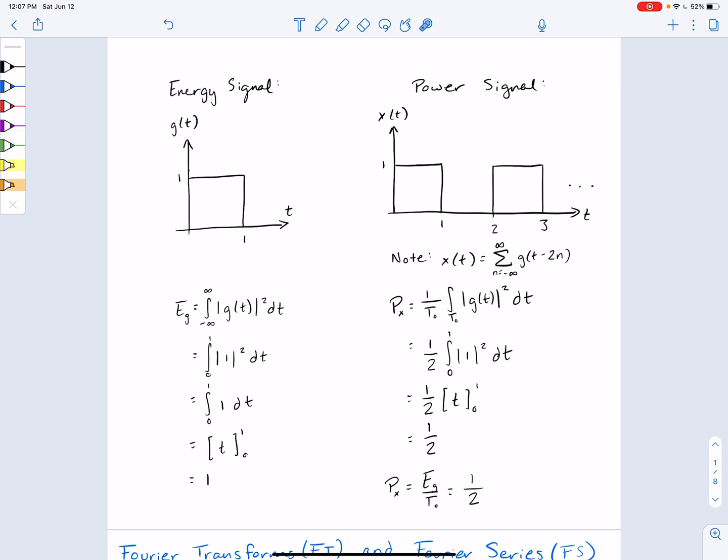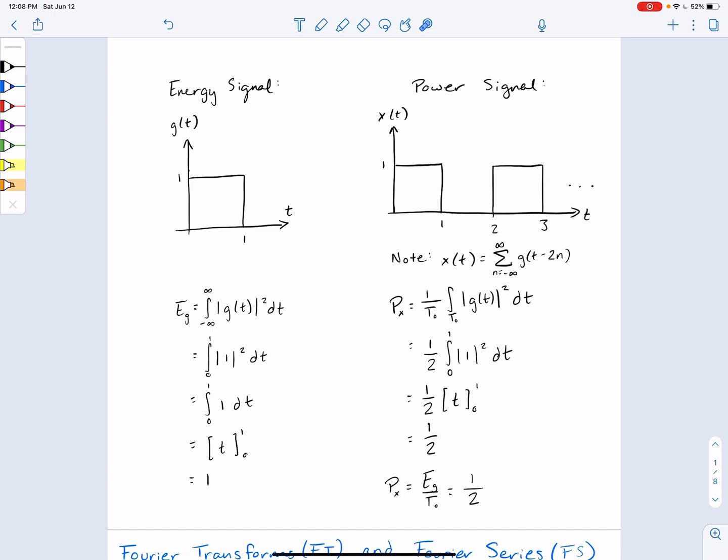Going through with the integration, I get 1/2. If I wanted to shortcut this and not redo the integration altogether, I could have just observed that this signal x of t is a repeating version of g of t, and I have the energy for that already, so I'm just going to take the energy divided by the period, which gives 1/2. This answer also makes sense to me, because if I have a signal that is on half the time and 0 the other half of the time, it makes sense that the average energy dissipated by it would be 1/2.